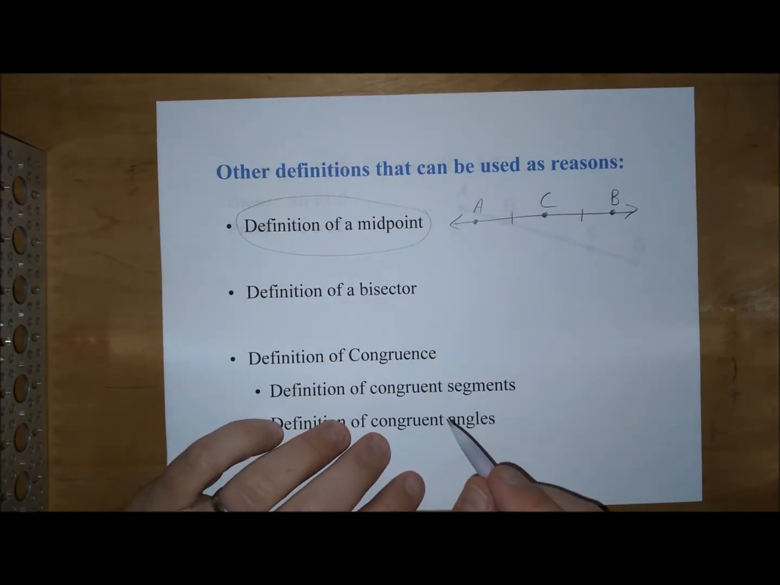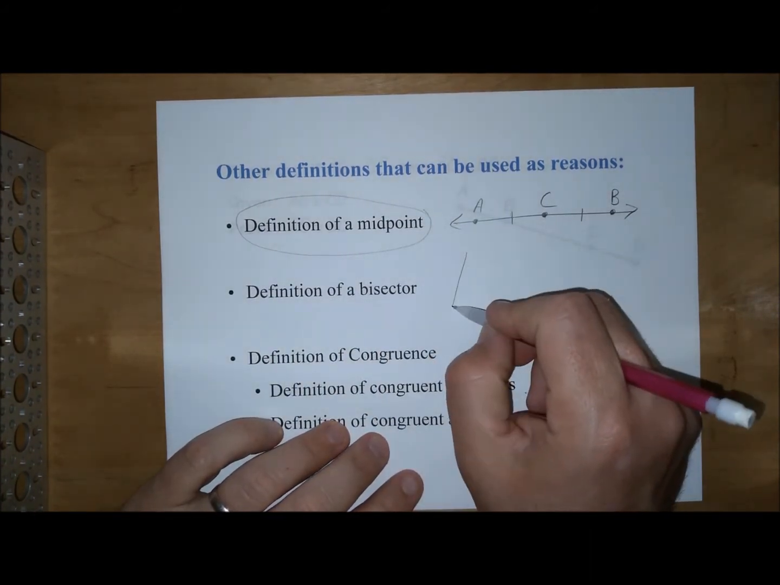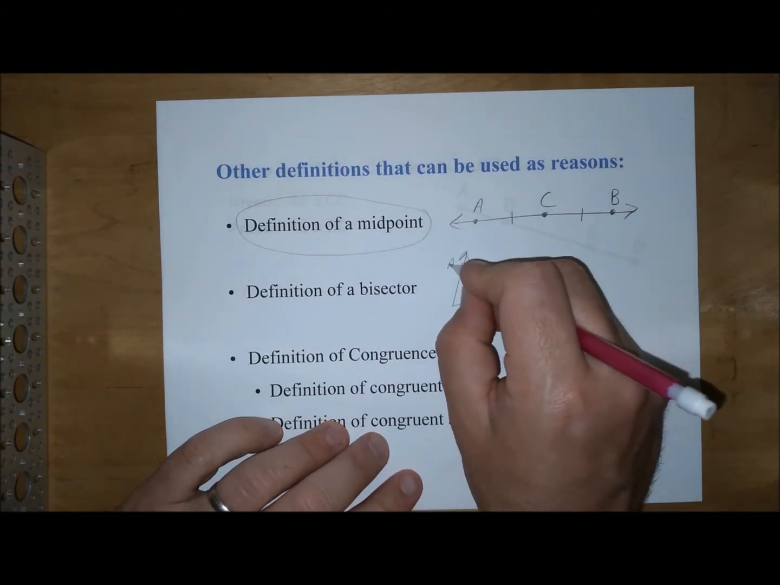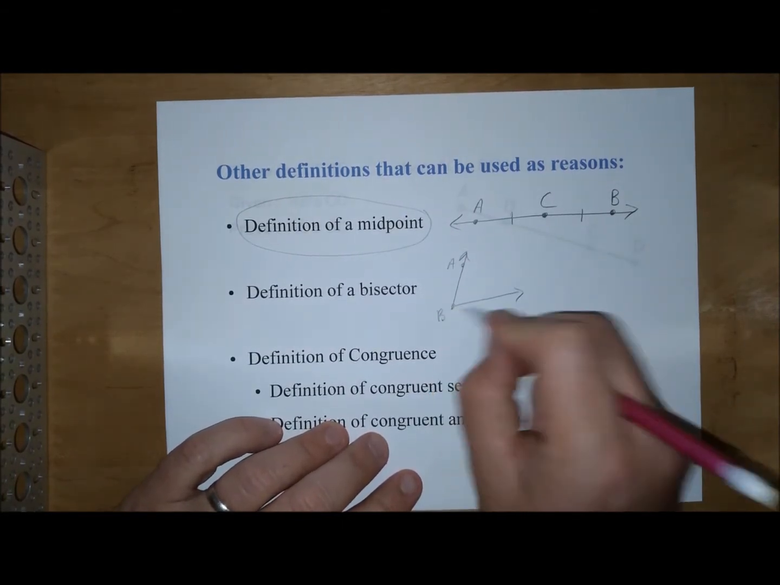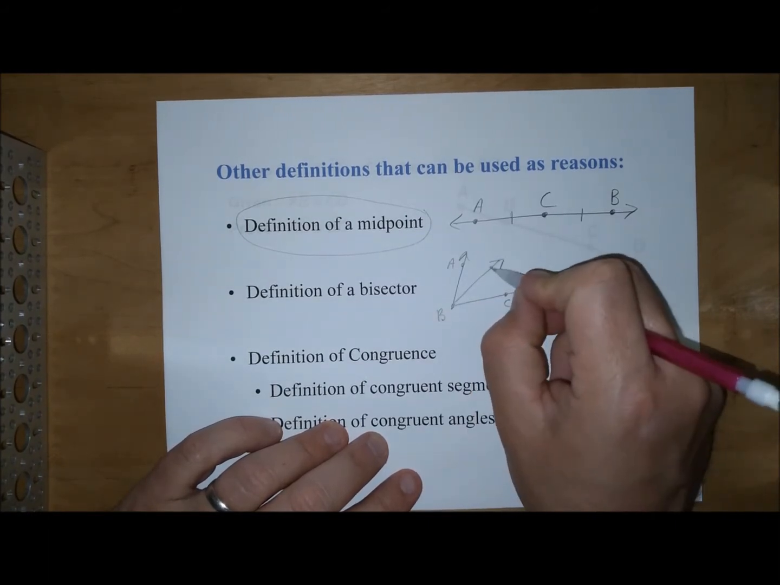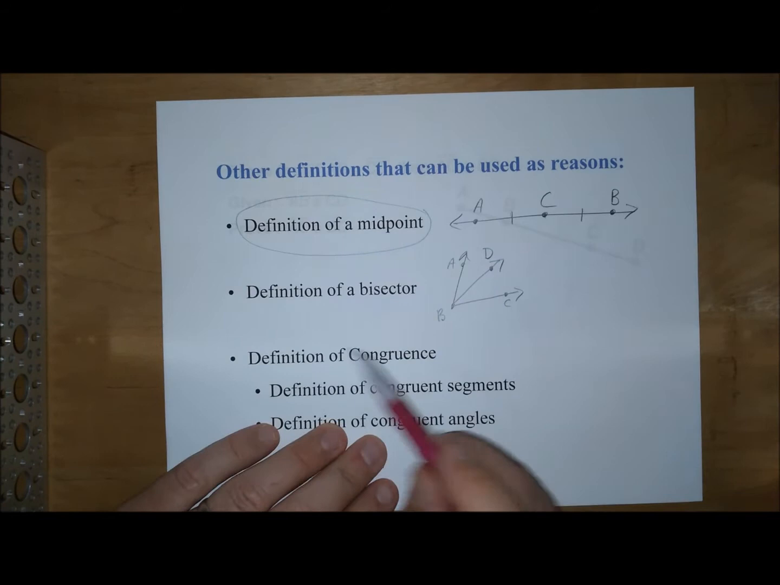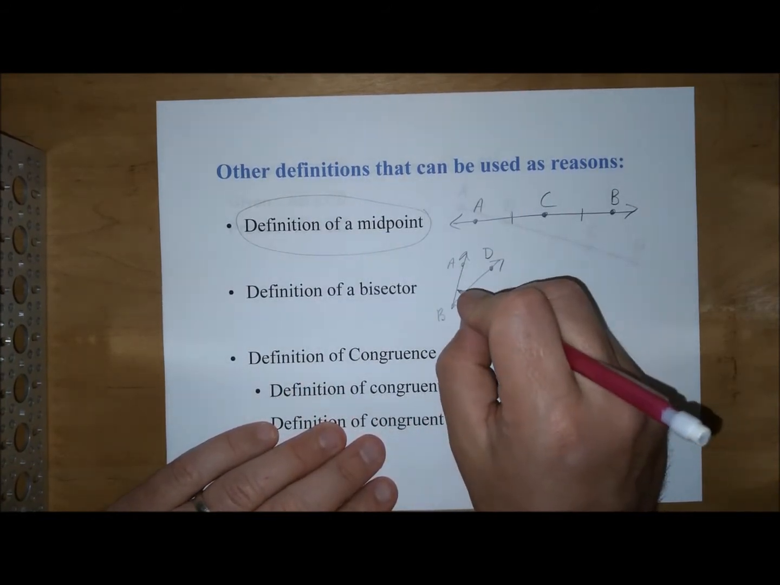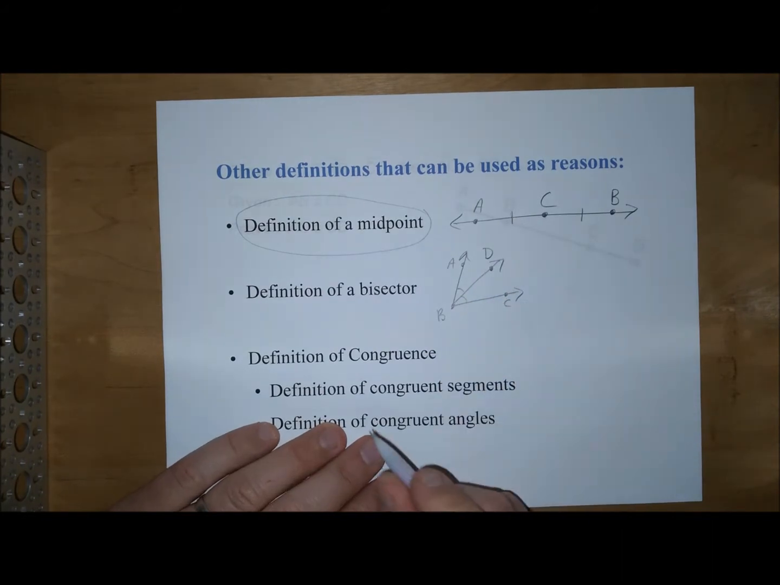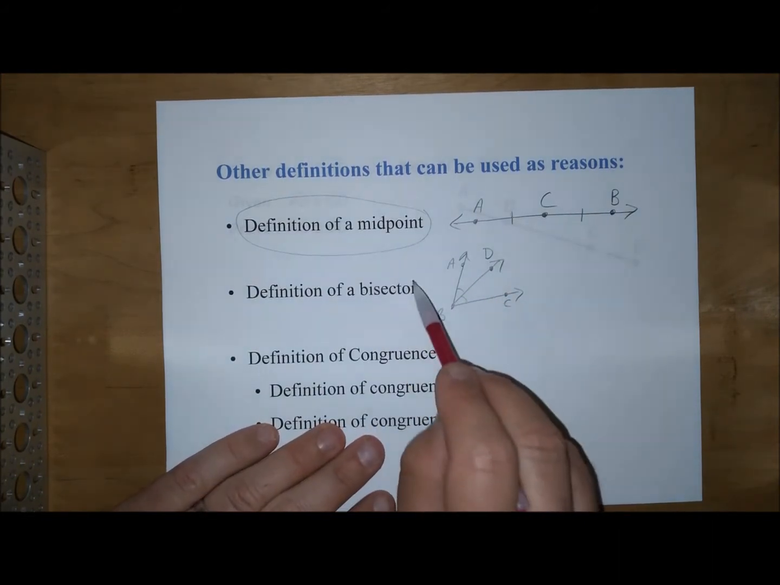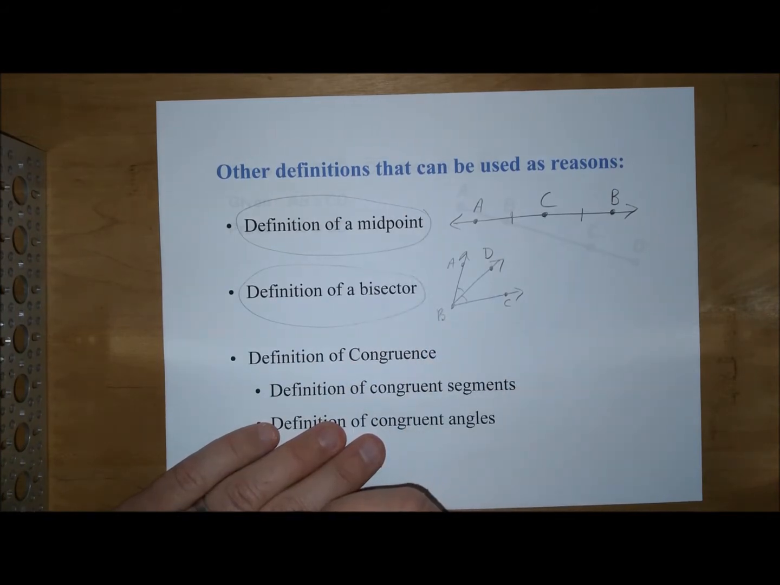Likewise, definition of a bisector. Okay, you might see this with an angle. If I had some angle ABC, and I told you that ray BD bisected angle ABC, well, you could conclude that these two angles are congruent, and you could state that in your proof. And the reason you would give is that's the definition of a bisector.